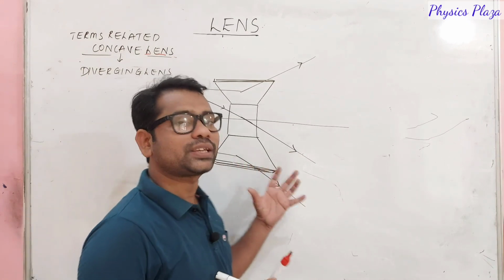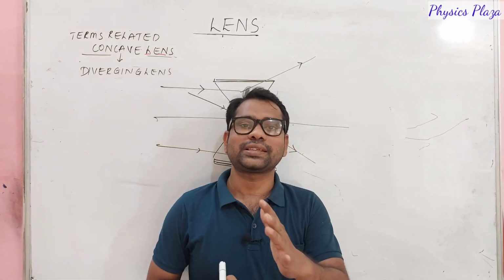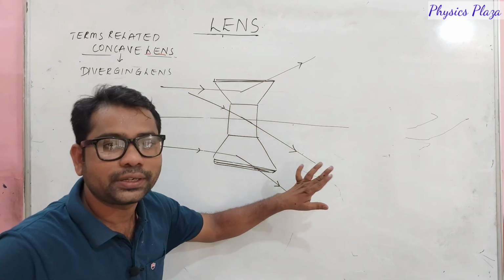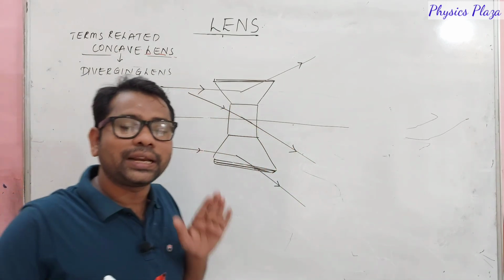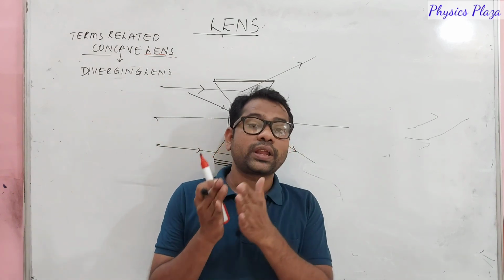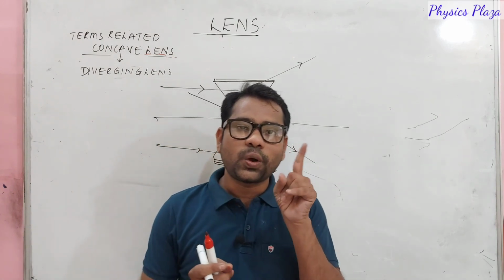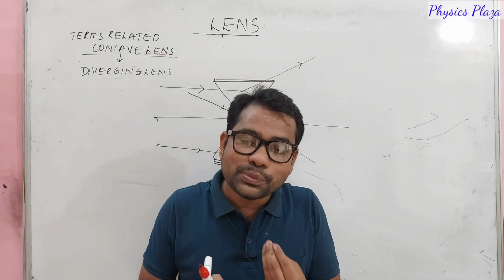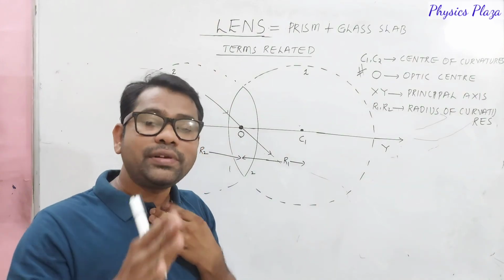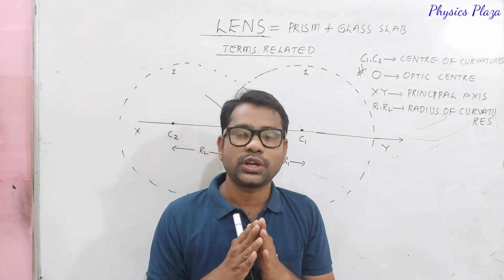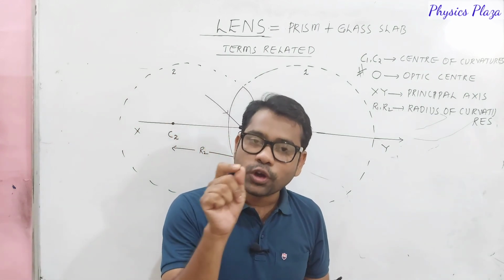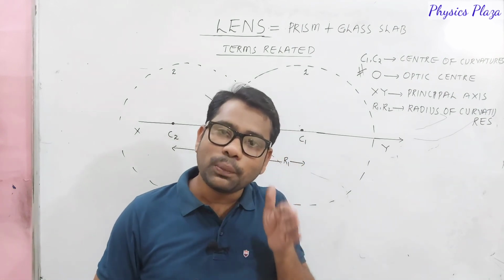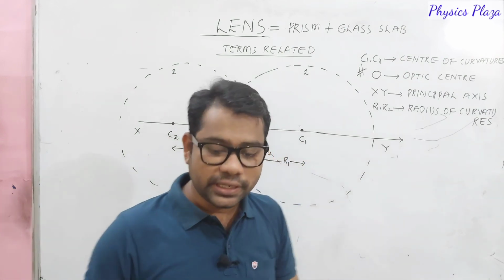But children, this discussion is only for thin lenses. So the light ray which is passing through the optic center will go undeviated. These are the terms related to the convex lens and the concave lens and their nature. Children, a convex lens behaves like a converging lens, whereas a concave lens behaves like a diverging lens. Now we will discuss a very important thing: what is the first focal point, what is the second focal point, what is the first focal plane, and what is the second focal plane.